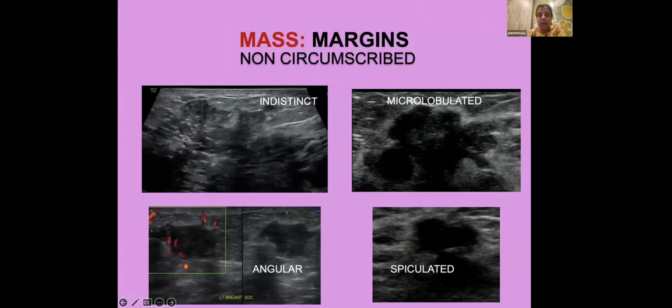Angular, best seen along the lateral or the anterior margins of the lesion, are margins which form acute angles. Can you see these coming out? These are acute angles that the lesion is forming with the surrounding parenchyma. And what about spiculated? We know what spiculated lesions look like on mammogram. Similarly, on an ultrasound, you look along the lateral margins for these fine alternating hypo and hyperechoic lines that you will see. These are spiculated margins.